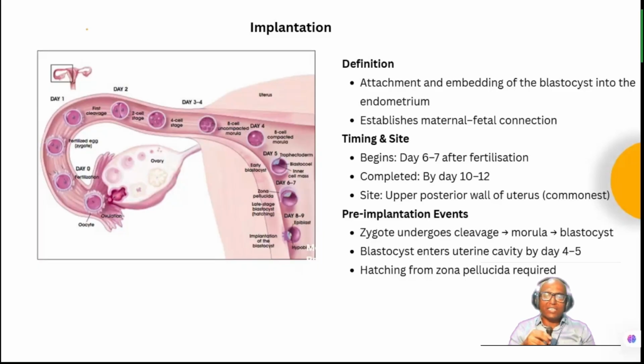What is the timing and site? Generally, it begins 6 to 7 days after fertilization. We have seen the blastocyst gets formed by around day 5, and by that time it reaches the uterine cavity, and then the process of implantation begins. So it begins by around 6 to 7 days after fertilization, but it gets completed by day 10 to day 12. Okay, both the things you should remember: the time when it begins and the time it gets completed.